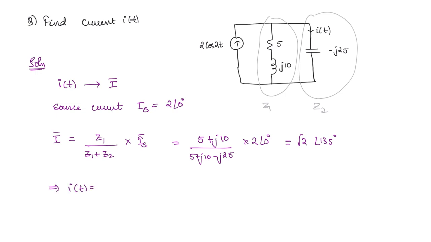So I of t is equal to the maximum amplitude is given by root 2, and here we use cos because the reference phasor has cos 2t. So cos of 2t plus 135 degrees. So this is the expression for current through the second branch.